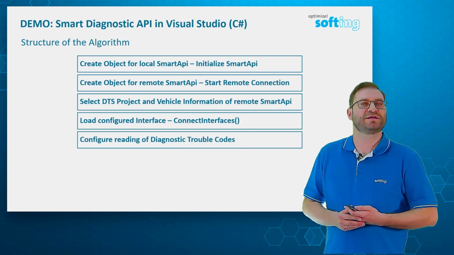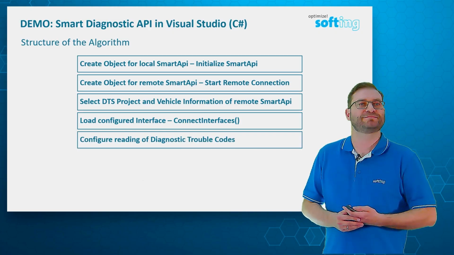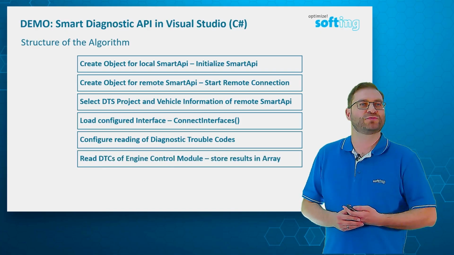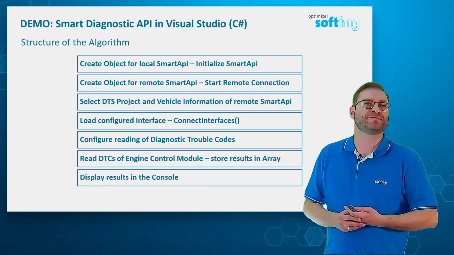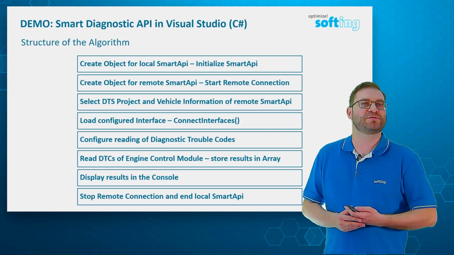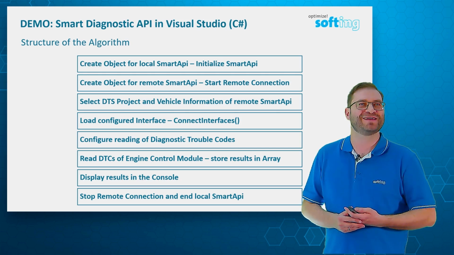We configure the reading of the diagnostic trouble codes. Then we read the DTCs of the engine control module and store the results in an array. We display the results in the console, and finally we stop the remote connection and end the local Smart API. So let's see the Smart Diagnostic API in action.